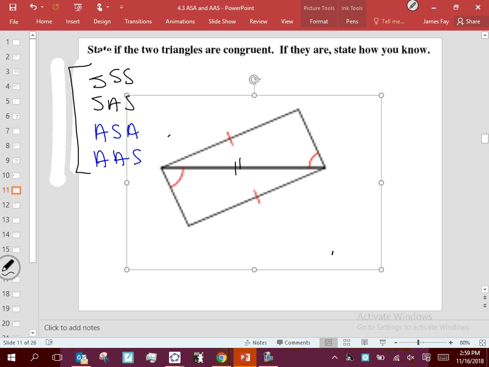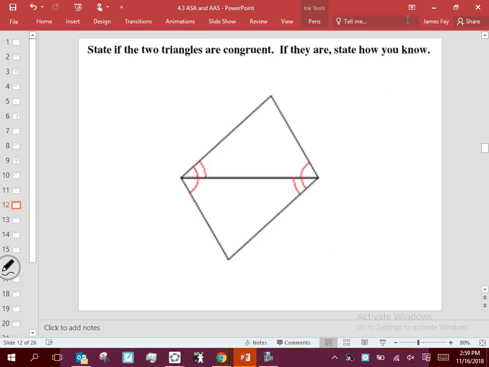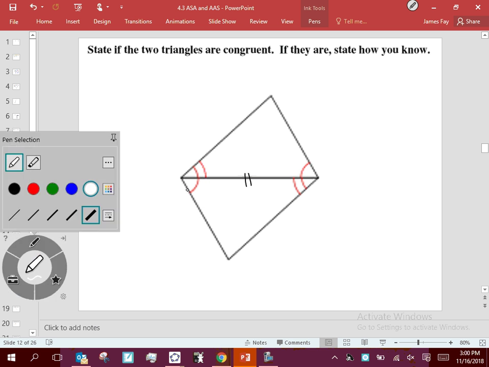When I go to this one here, obviously that's the same in both, right? Can I cover up that bottom triangle? What would be the ordering of parts up here? Angle, side, angle. And you see how the side is sandwiched between two consecutive angles. Maybe that's one way of thinking about it.